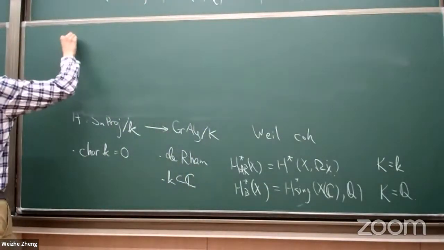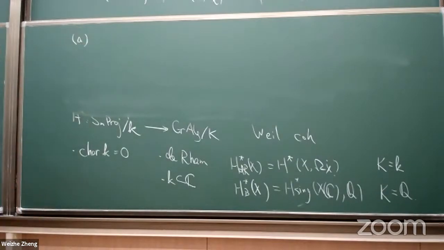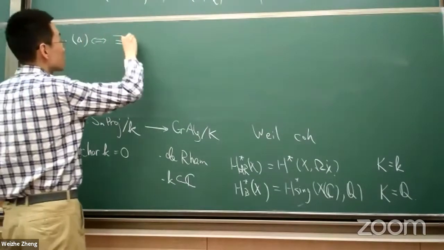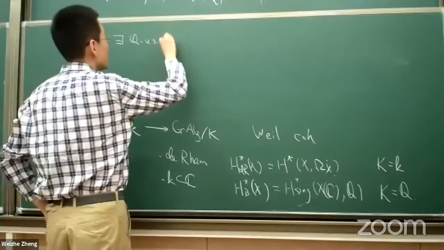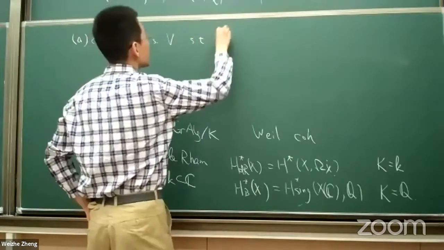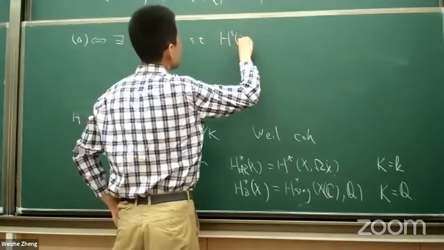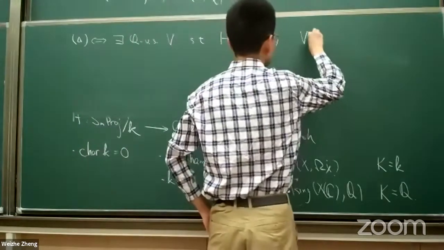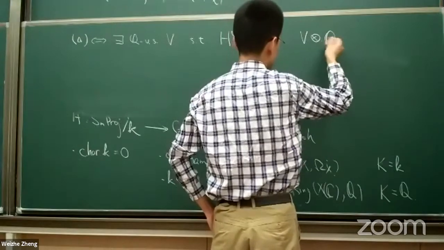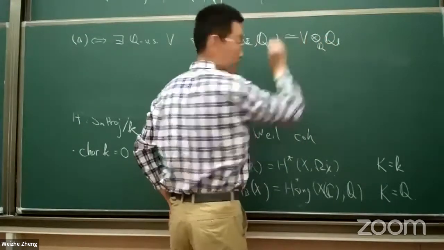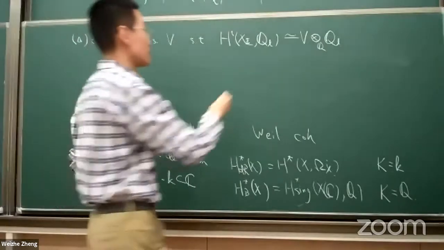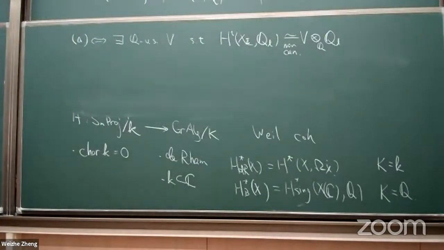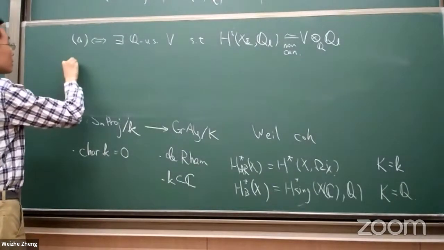We can restate A, independence of the Betti numbers, as saying that there exists a Q vector space, let's say V, such that H^i(X_K-bar, Q_l) is isomorphic to V with scalars extended to Q_l. Of course, this isomorphism is non-canonical.